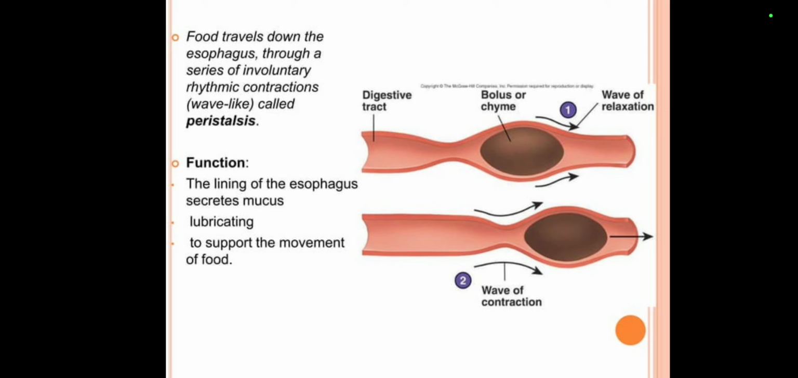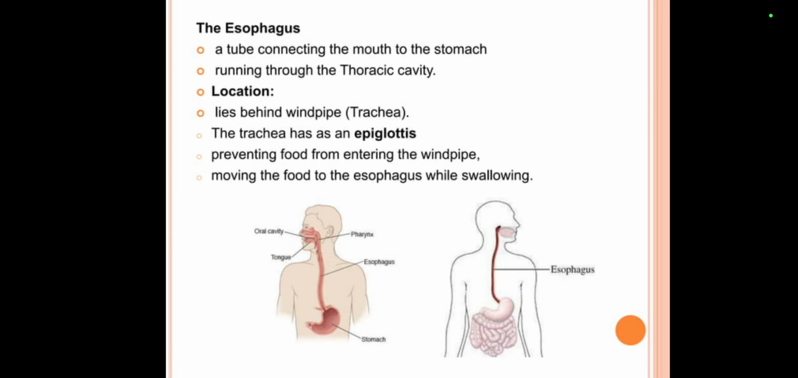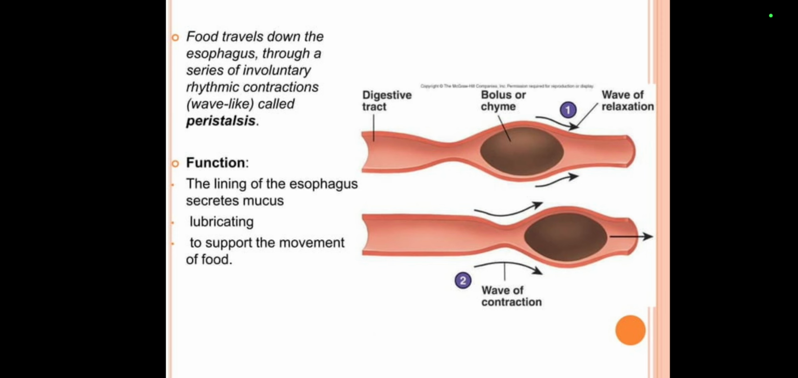The lining of the esophagus secretes mucus for lubrication and also supports the movement of the food. So that is the major function of peristalsis. Okay, that is pertaining to the esophagus. Again, the esophagus is basically a tube connecting the mouth to the stomach, and it runs through your thoracic cavity. It is the passageway of your food. Food enters the esophagus, not the trachea. Okay, so that is the esophagus.